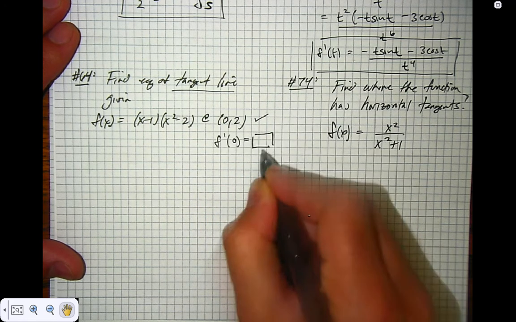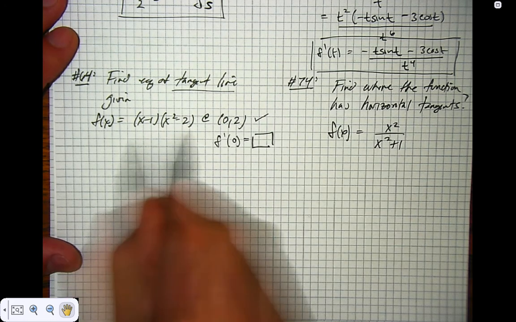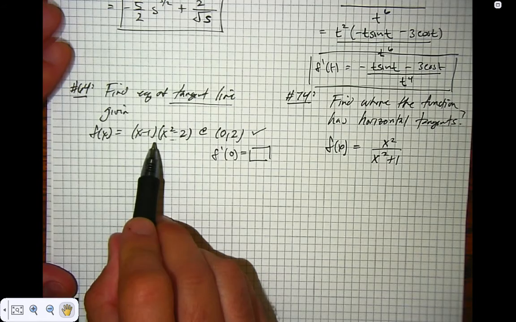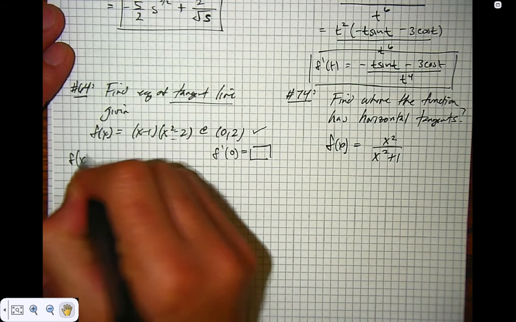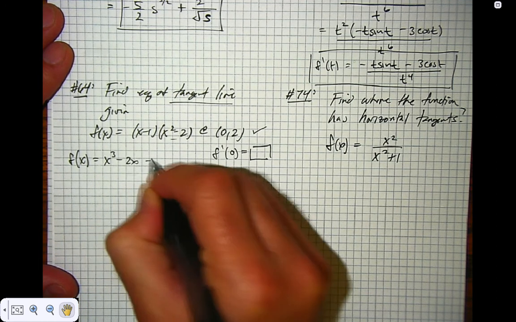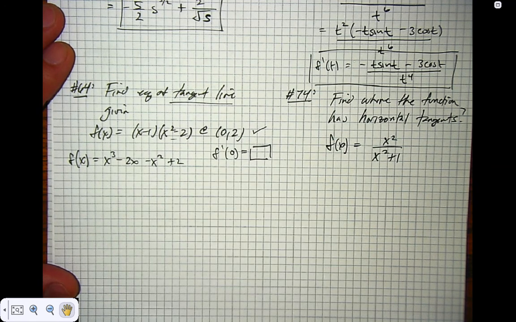Okay, so again, this is where they want us to start. So let's find f prime here. You guys could do the product rule, but I did that up here. I'm going to do this a different way just to show you. You guys know you could FOIL this out. And so you could rewrite this as x cubed minus 2x minus x squared plus 2, right?